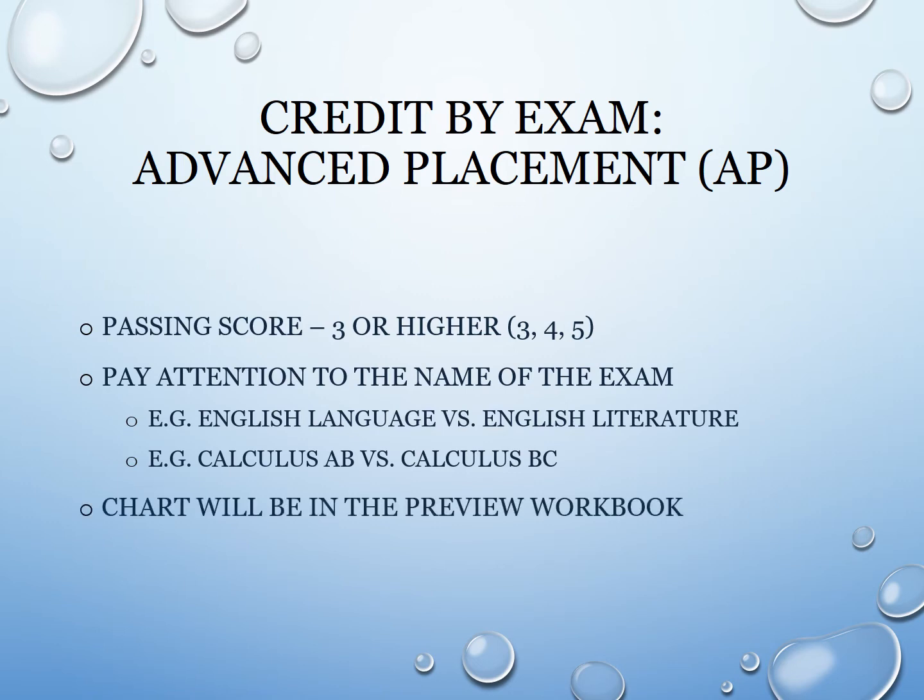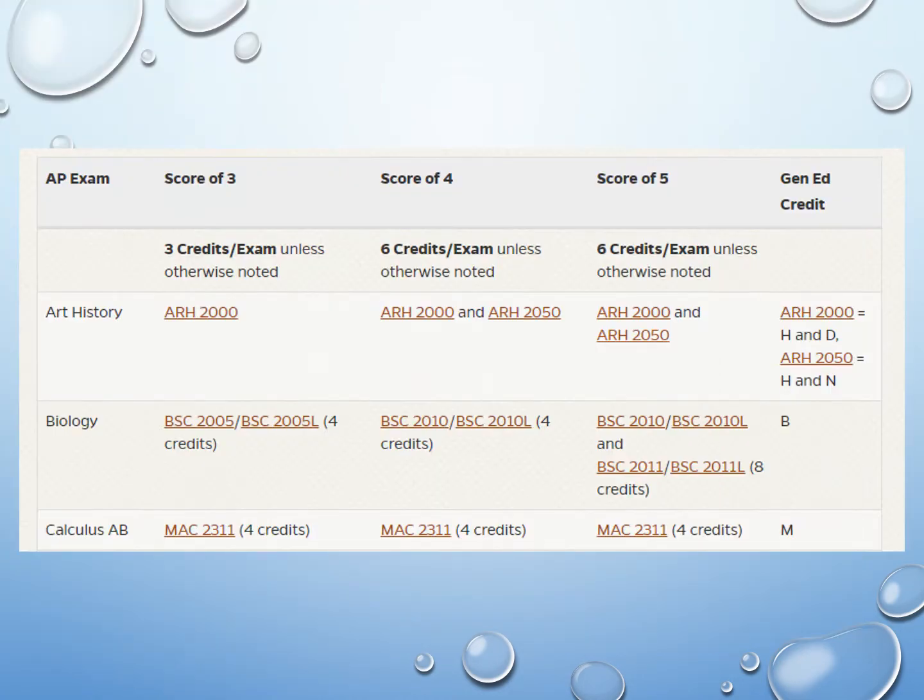The chart for AP is going to be in the preview workbook. So it's not like you're going to have to memorize all of this, but you are going to want to be familiar with how the chart works, which we're actually going to talk about on the next slide. Okay, so this is actually a screenshot of the chart in the undergraduate catalog, which is also something that students are going to be looking at and you might use. I'll show a little bit later what it looks like in the preview workbook, but just for right now, we're going to look at the catalog chart.